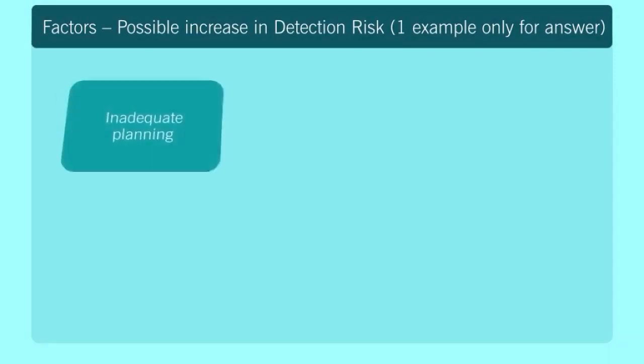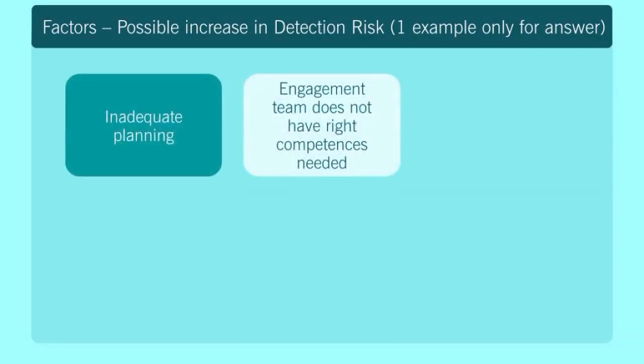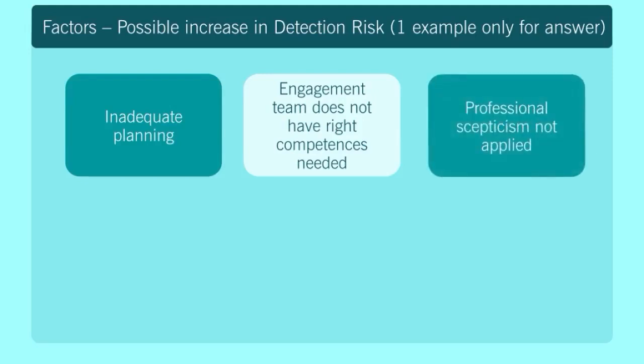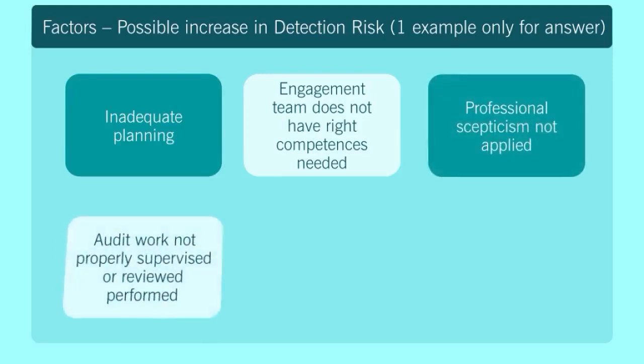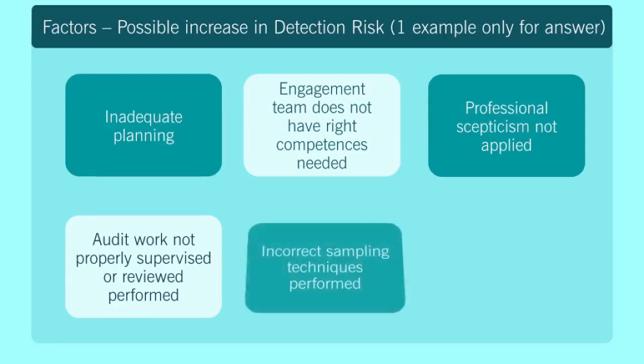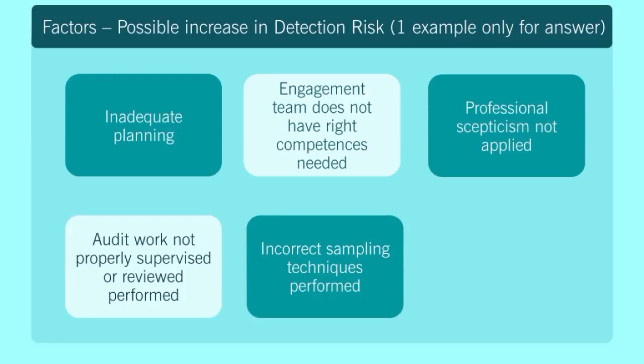Factors which can result in an increase in detection risk include inadequate planning, inappropriate assignment of personnel to the engagement team, failure to apply professional skepticism, inadequate supervision and review of the audit work performed, incorrect sampling techniques performed, and incorrect sample sizes. This now completes section A of our answer.